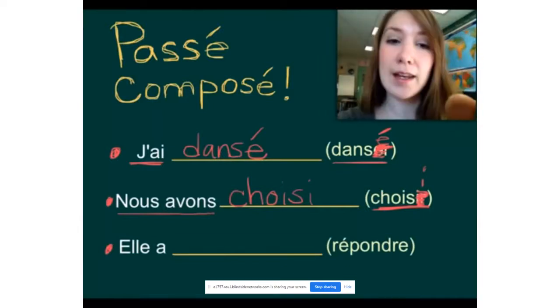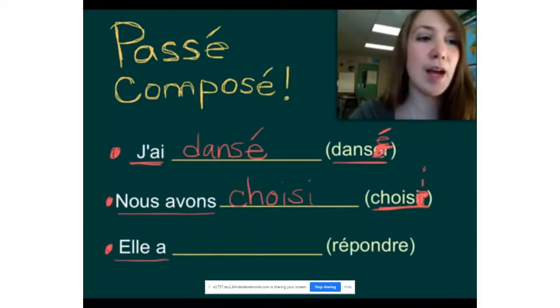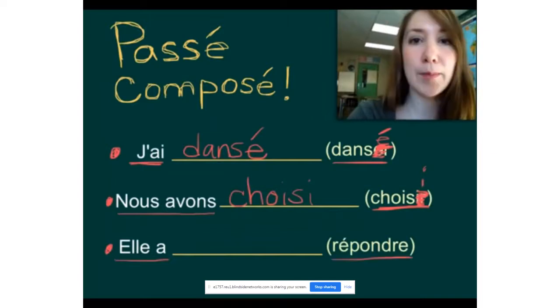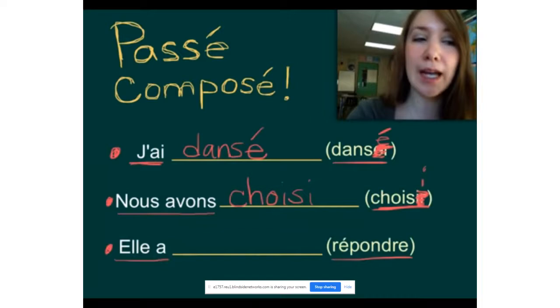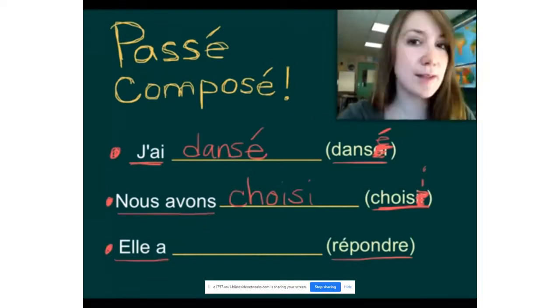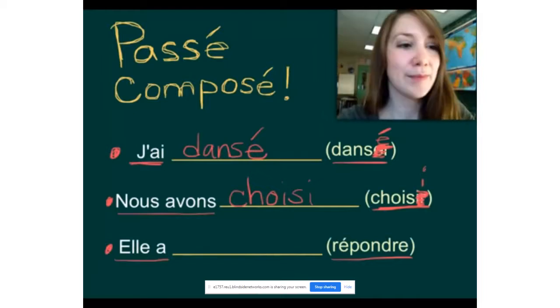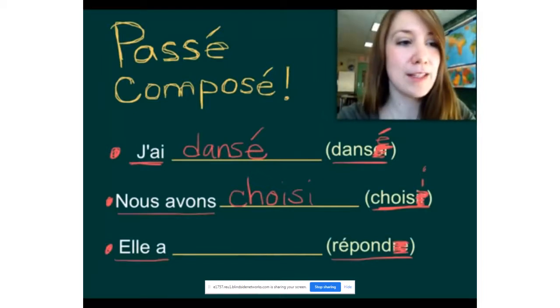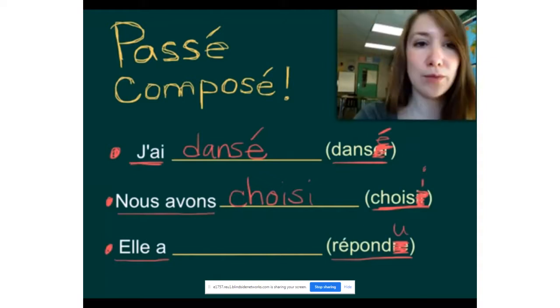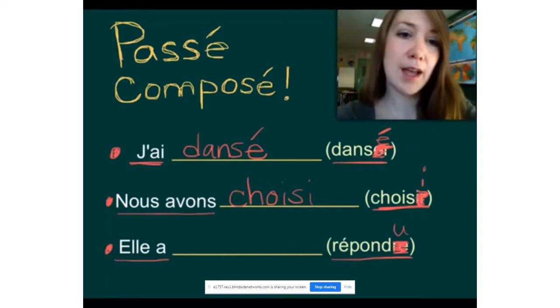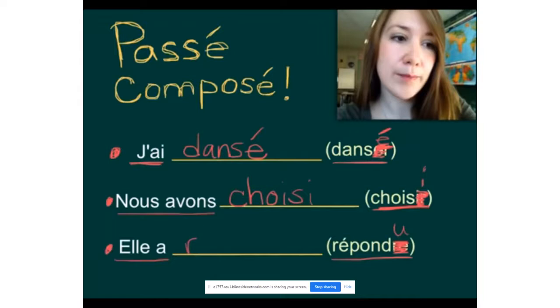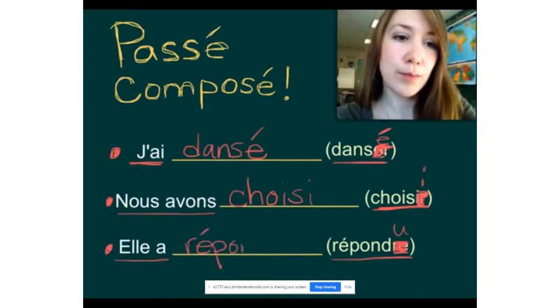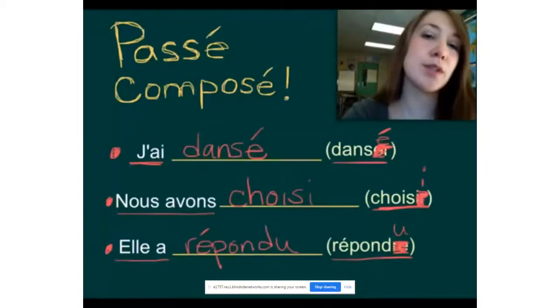So what would we put in this blank? Elle a, we have our verb répondre. So how would you turn répondre into the past simple? Instead of to respond, responded. What would you put in that blank? We'll take off the RE ending and replace it with a U. Elle a répondu. As before, she responded.